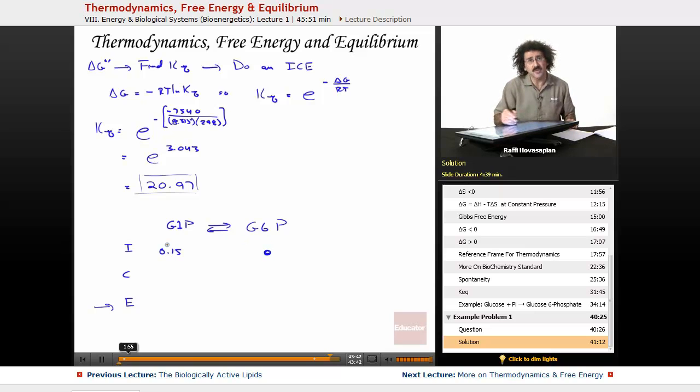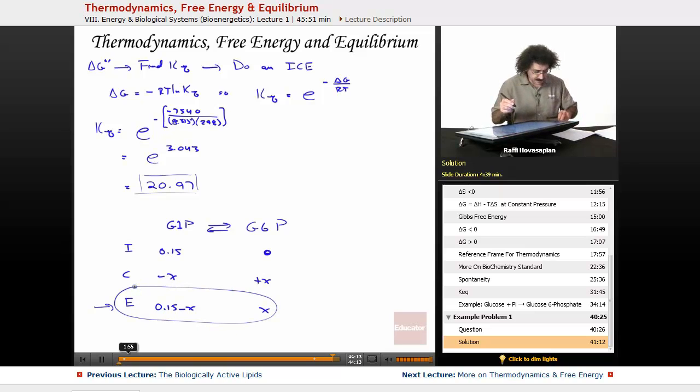We know the reaction is going to move forward. There's none of this, so it's going to move forward. That means glucose 1-phosphate is going to deplete by a certain amount X. The amount of depletion, this is a 1-to-1 ratio, is going to be exactly the amount of glucose 6-phosphate that shows up, so this is going to be positive X. That's the change that takes place. The equilibrium is the initial plus the change that took place, so 0.15 minus X and X. These are the values that I need.